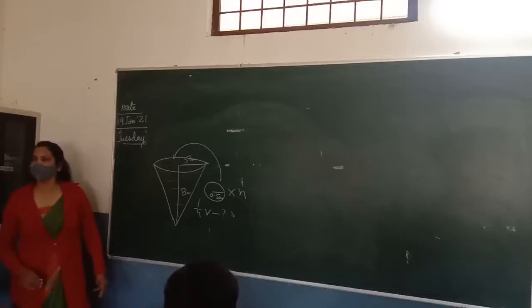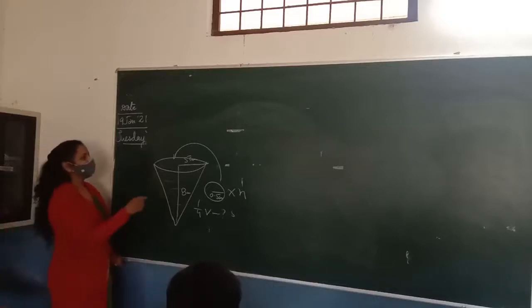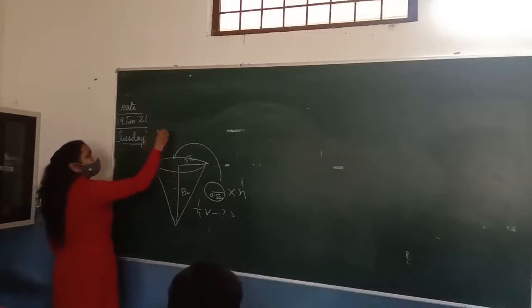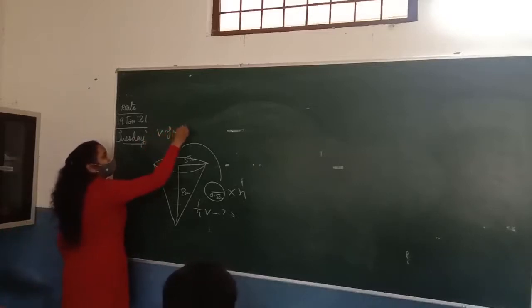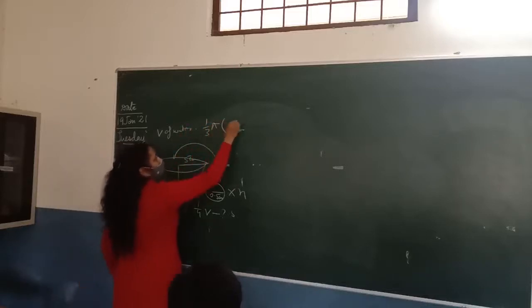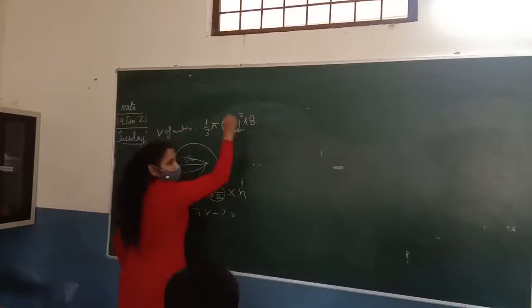Have you learned the formula of cone, sphere, cylinder? Yeah, good. So the volume of the cone is 1/3 pi r square h. So we can find the volume of the water in the conical container is equal to 1/3 pi r square into h.